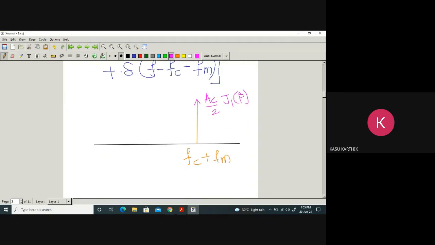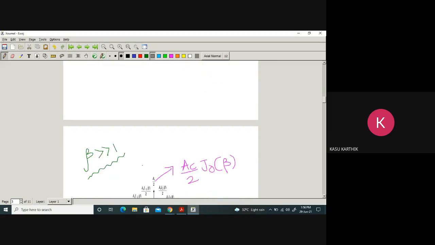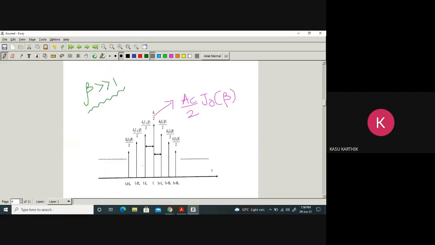Now here I have written an impulse at Fc plus Fm whose strength is Ac by 2 J1 beta. Obviously there would be one more impulse on the negative side, at Fc minus Fm, which also has strength Ac J1 beta by 2. Like this, if you take all values of n, you get the spectrum of the FM signal.